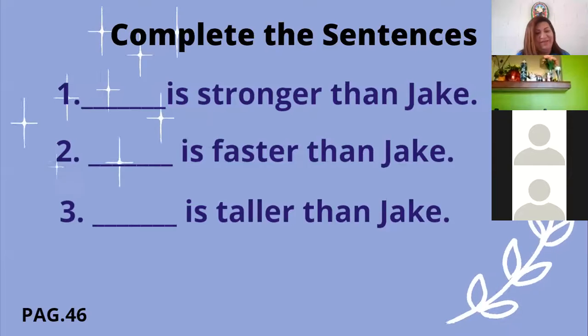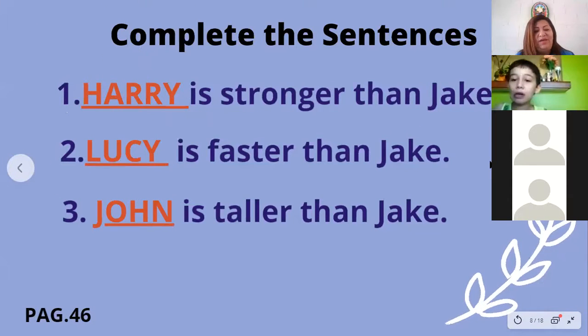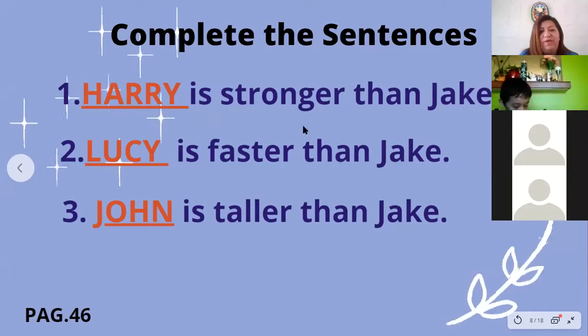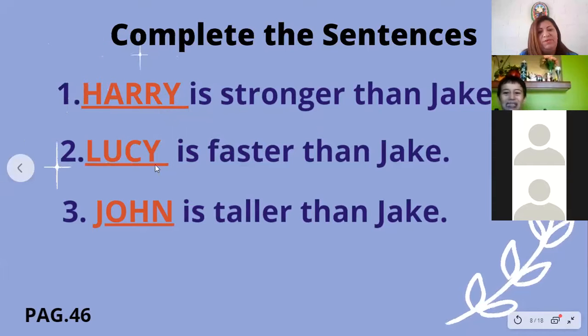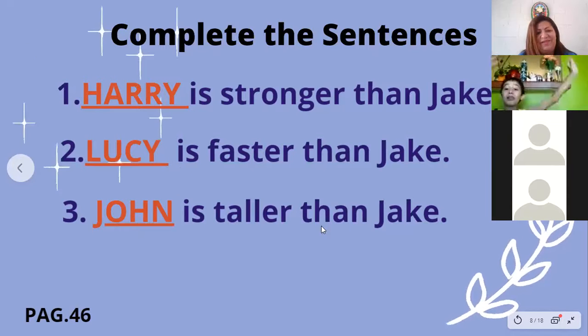Very good. Excellent. That is on page 46. Here we have the answer. You can have a look at them. It says Harry is stronger than Jake. Number 2, Lucy is faster than Jake. And number 3, John is taller than Jake. Excellent. We all have the right answers, right? Okay, let's move on.